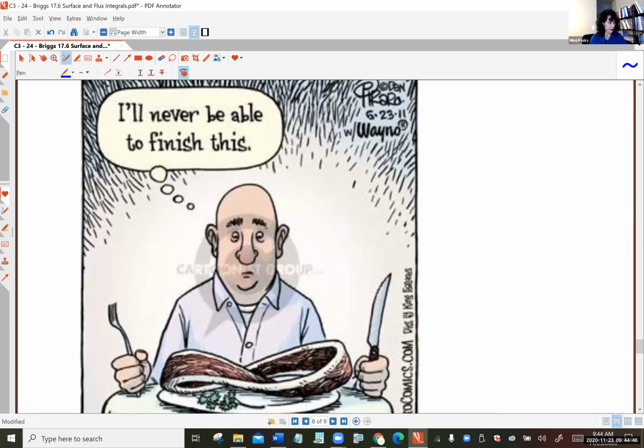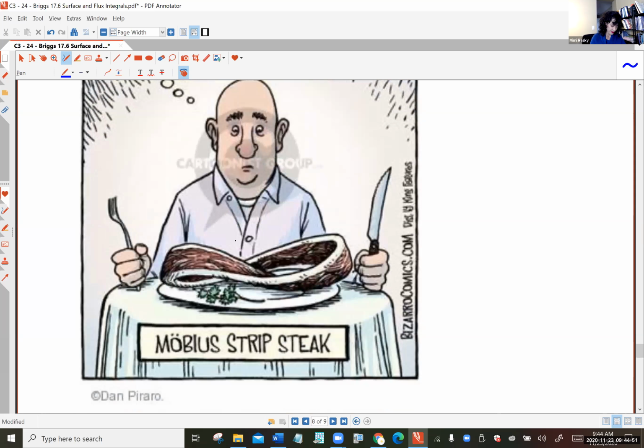There's a media strip meme for you. Yeah. I'll roll. Love it.